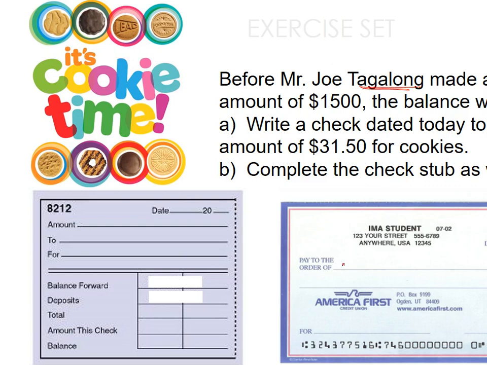So I'm going to write this to Mr. Joe Tagalong. The date today, I don't even know what the date is today, the 3rd, I think? Well, it won't matter because you won't be watching it on the day I'm writing this check. And then here, you'll write the amount, so $31.50.